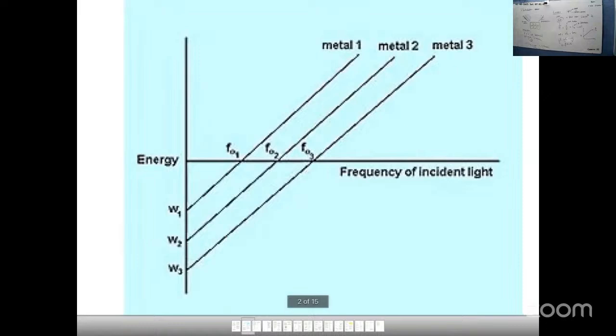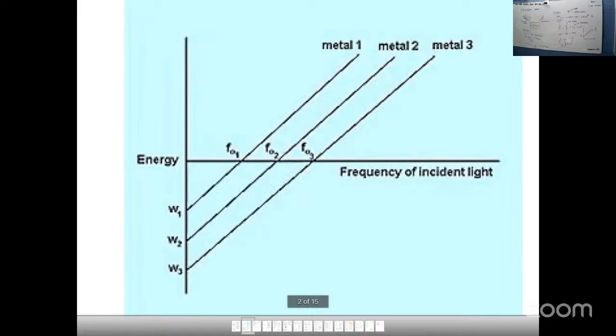As frequency increases, the energy increases, right? So we'll be okay with that. What is W1? W1 is the work function, the minimum energy needed.